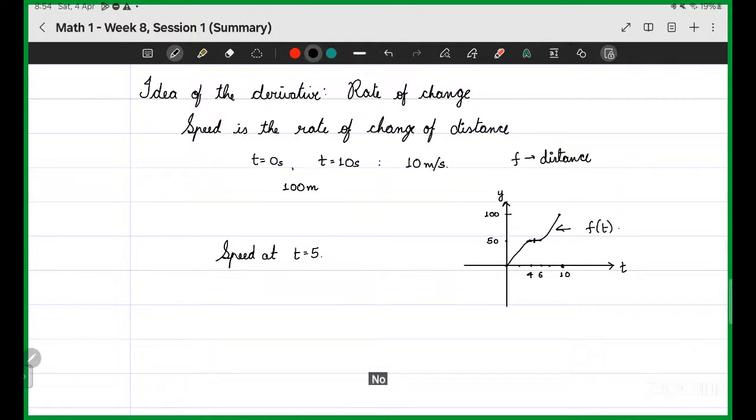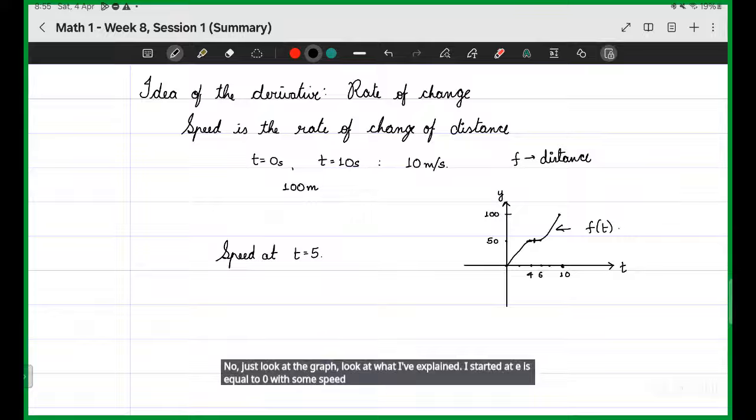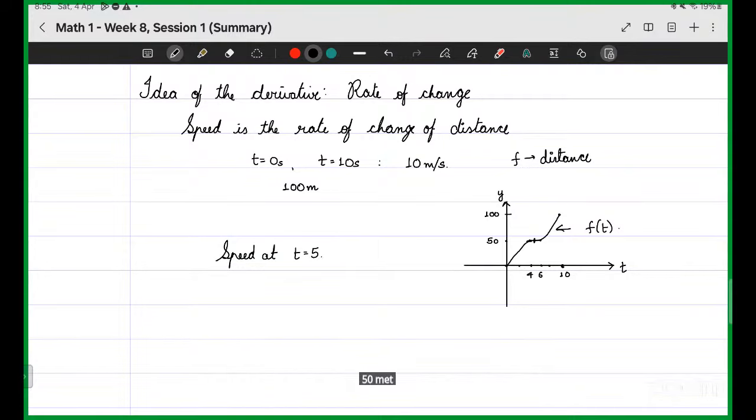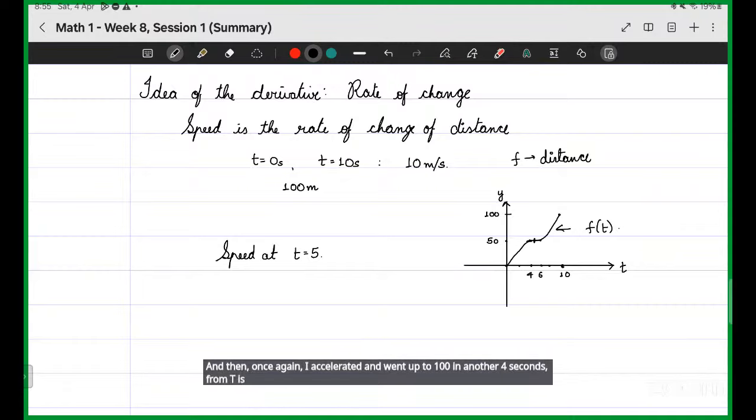No, just look at the graph. Look at what I've explained. I started at t is equal to 0 with some speed. I reached 50 meters at t equal to 4. I stayed there for 2 seconds. And then once again, I accelerated and went up to 100 in another 4 seconds, from t is equal to 6 to t is equal to 10.